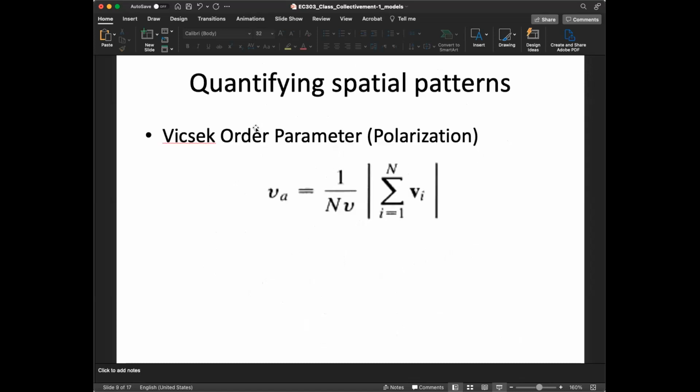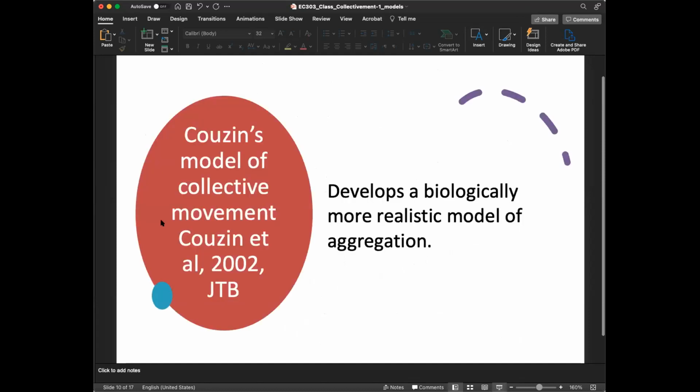Now, this is one model that is able to capture some basic features of how animals move collectively. And this is an extremely simple model. It had only a single rule: every individual moves in the average direction of the neighbors with some stochasticity. There was another model, published in 2002, that develops and incorporates much more realistic features of what happens in animal aggregates.